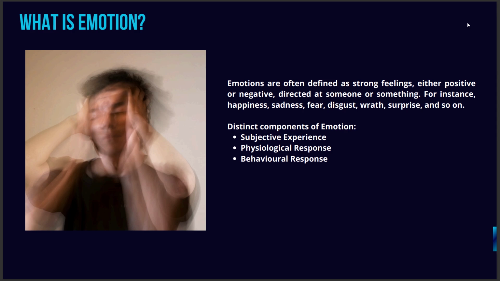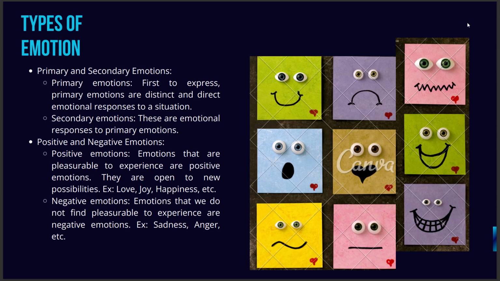Moving on to the next, the types of emotion: primary and secondary emotion. Primary emotions are the first to be expressed, and are distinct and direct emotional responses to a situation. And secondary emotions are emotional responses to primary emotion.